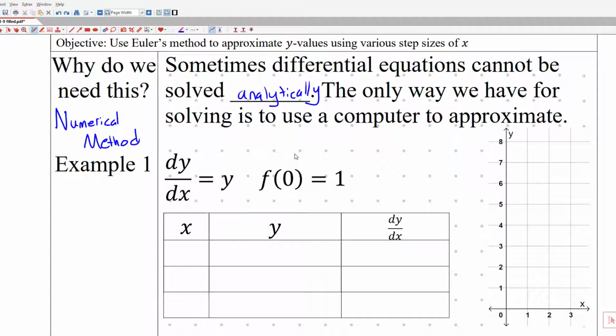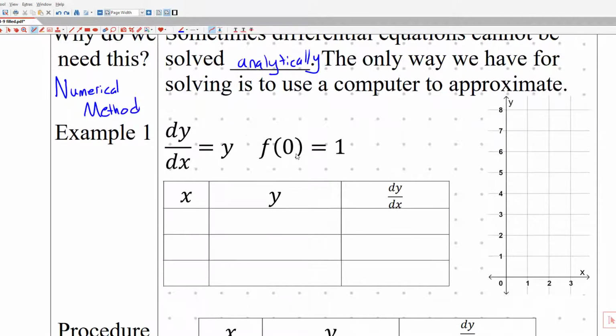So let's go through the procedure of Euler's method. What information is given to us? We know that the x value is 0 and the y value is 1 for our initial point. So I can say my x value is 0, my y value is 1. And I can graph that point too. I want to be able to connect what we're doing here to the graph to visualize this. So I start with this point.